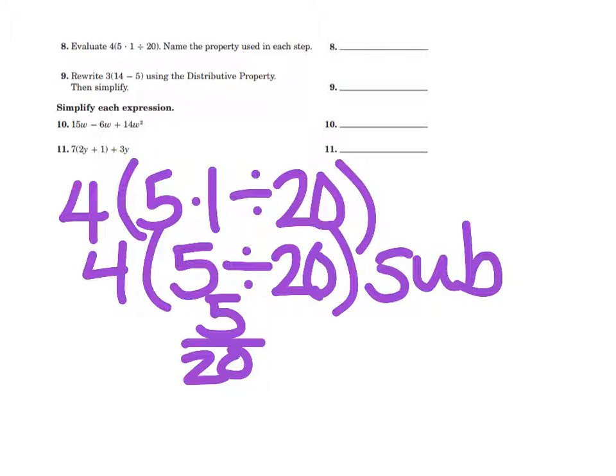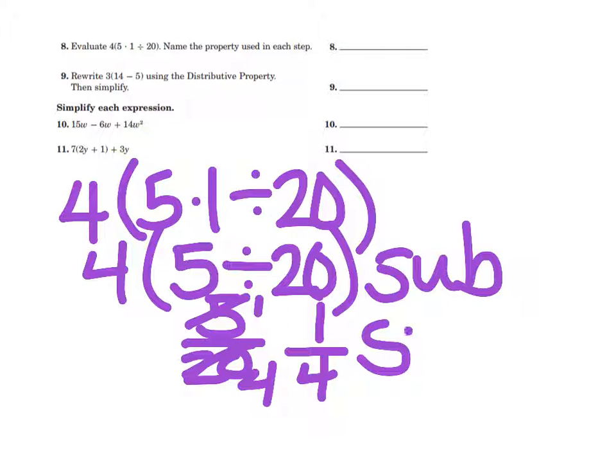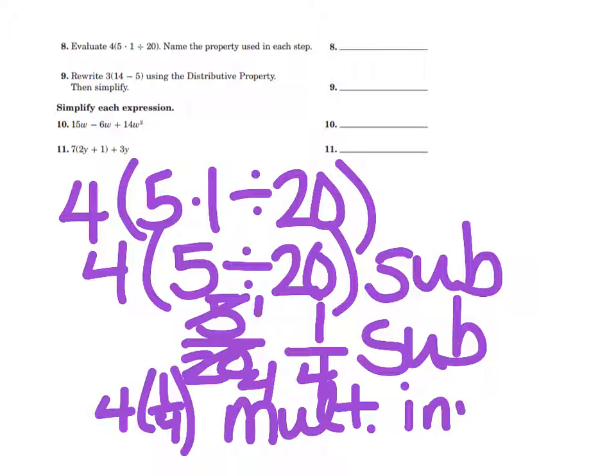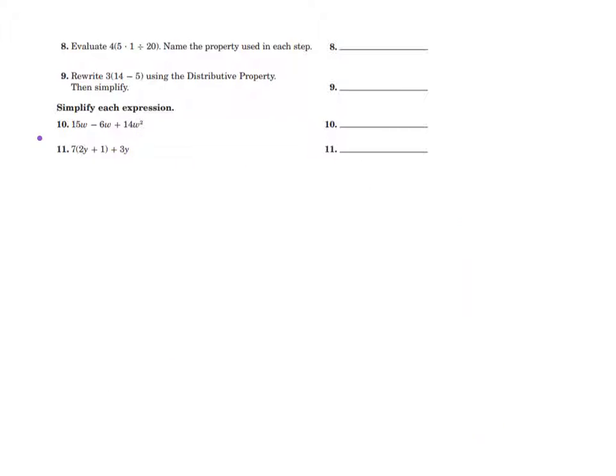Simplifying that, you would get 1 divided by 4. There's a 5, 1 5 up here, 4 5s down here. That is a substitution property. And now you actually do get a property here because you have 4 times 1/4. That looks like the one that we called the multiplicative inverse. So there's that. Let me clean up and then we'll continue.